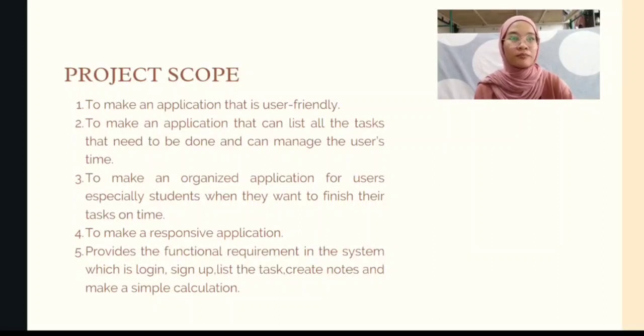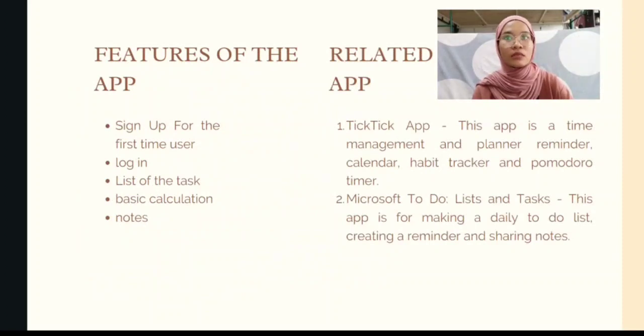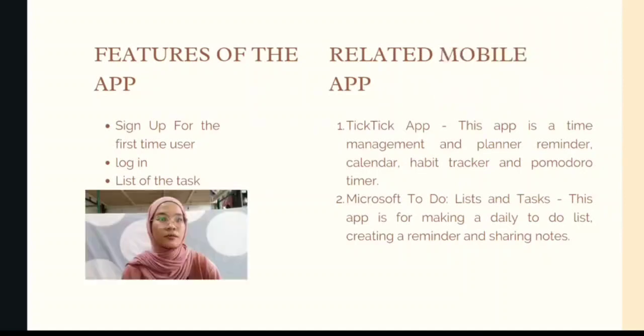For the project scope, first, to make an application that is user-friendly, to make an application that can list all the tasks that need to be done and can manage the user's time, to make an organized application for users, especially students, when they want to finish their tasks on time, to make a responsive application, and fifth, provide the functional requirements in the system, which are login, sign up, list the tasks, create notes, and make a simple calculation. For the features of the app: first, sign up for first-time users, log in, list of the tasks, basic calculation, and notes.